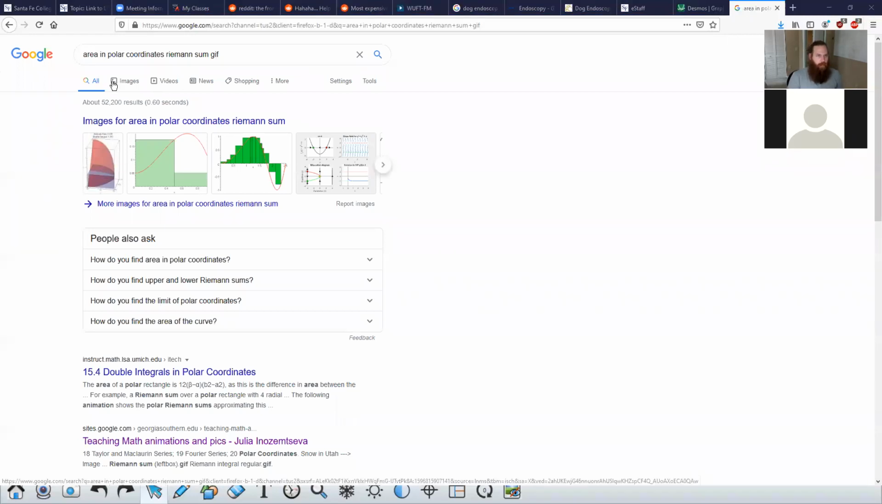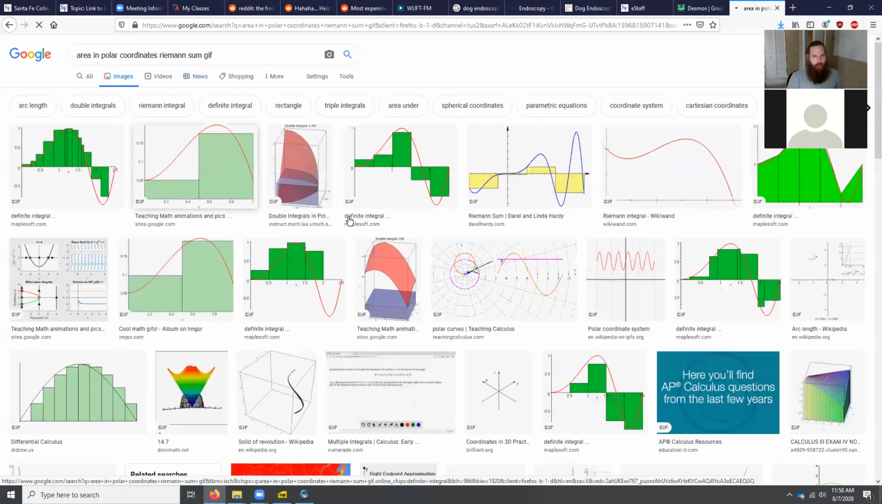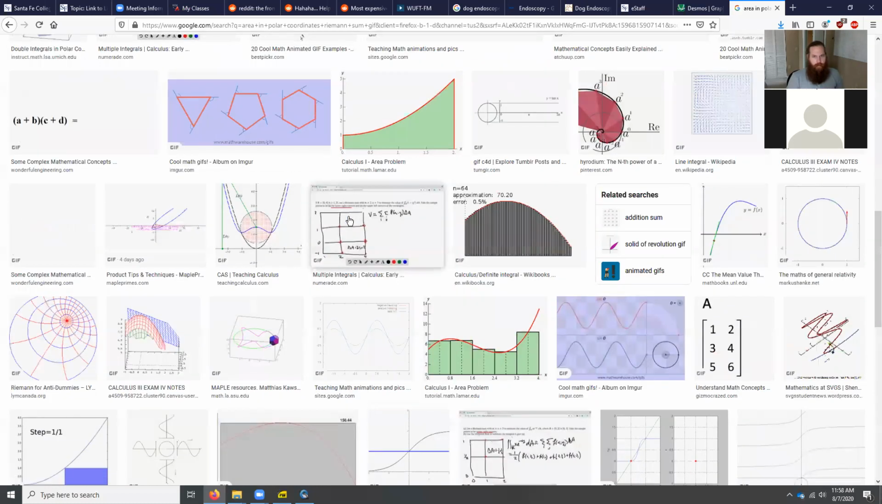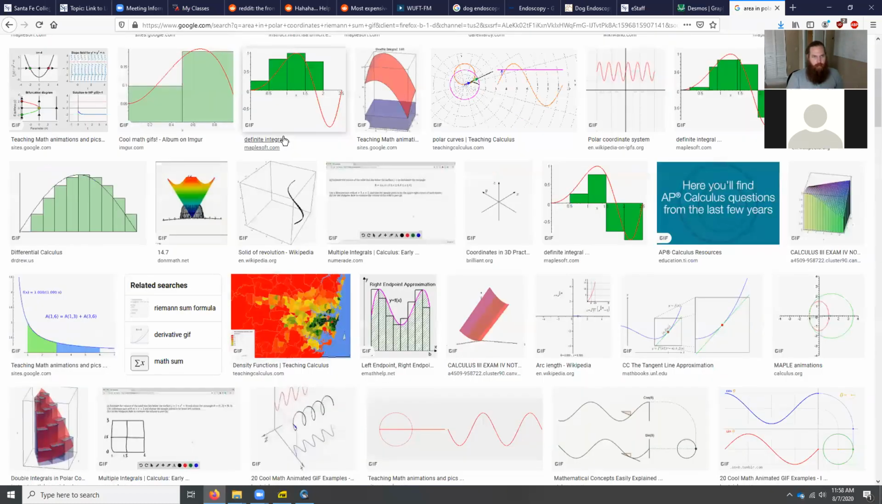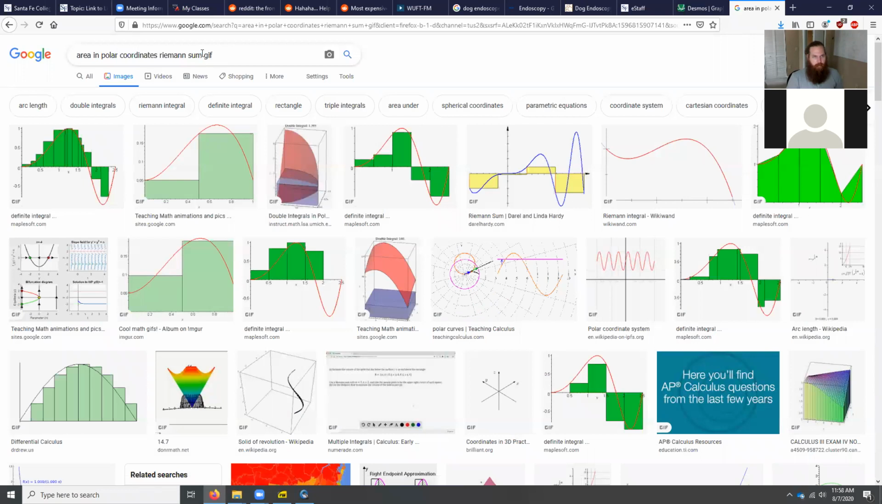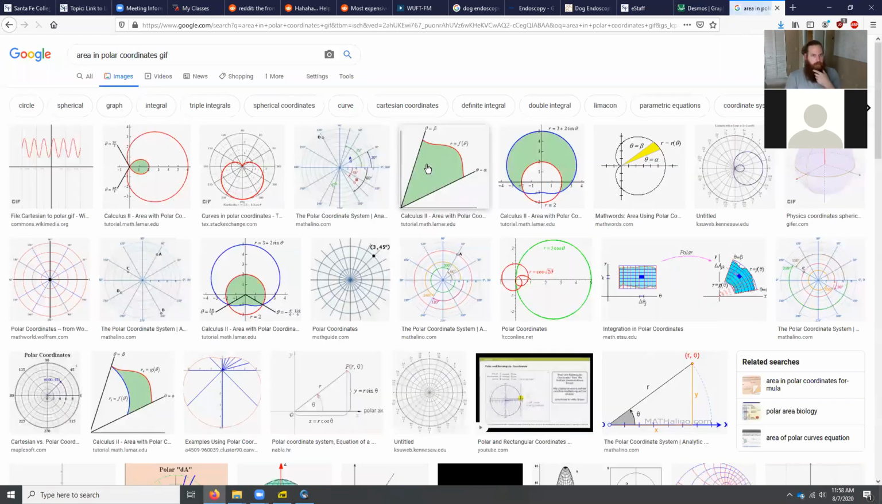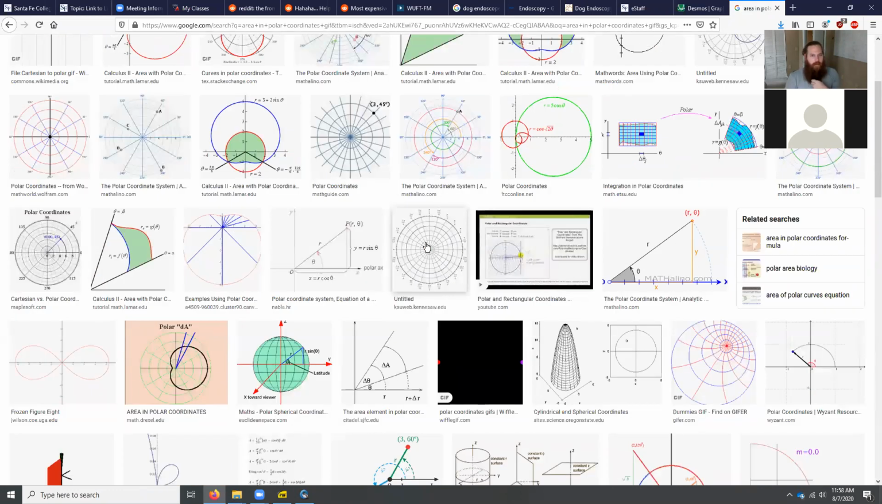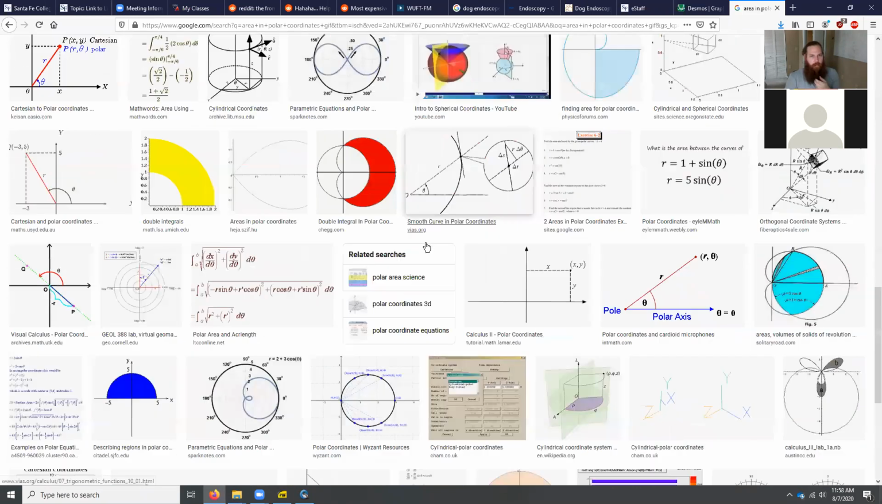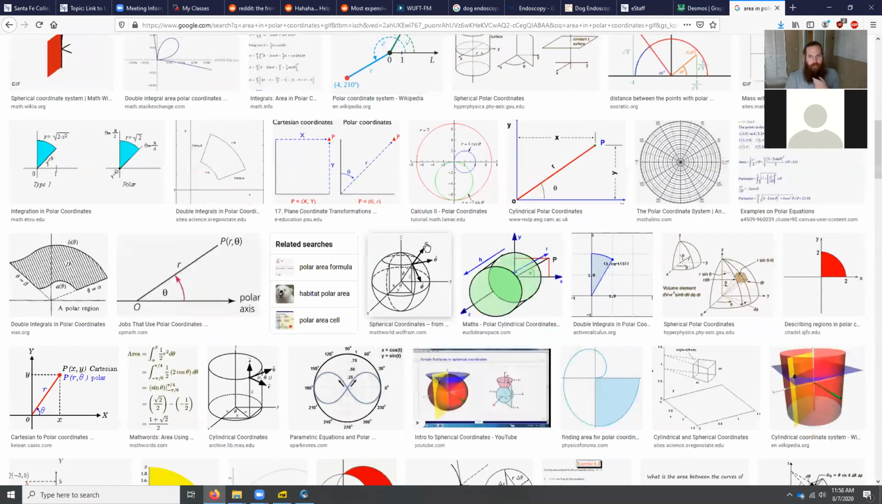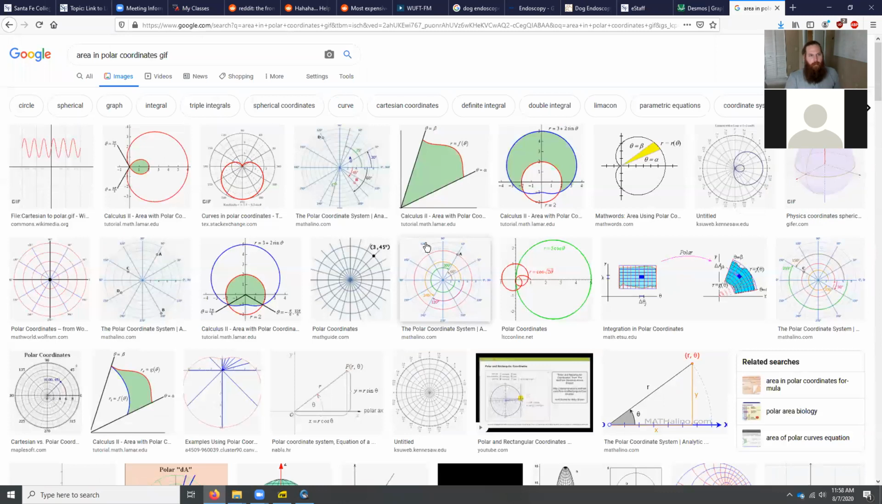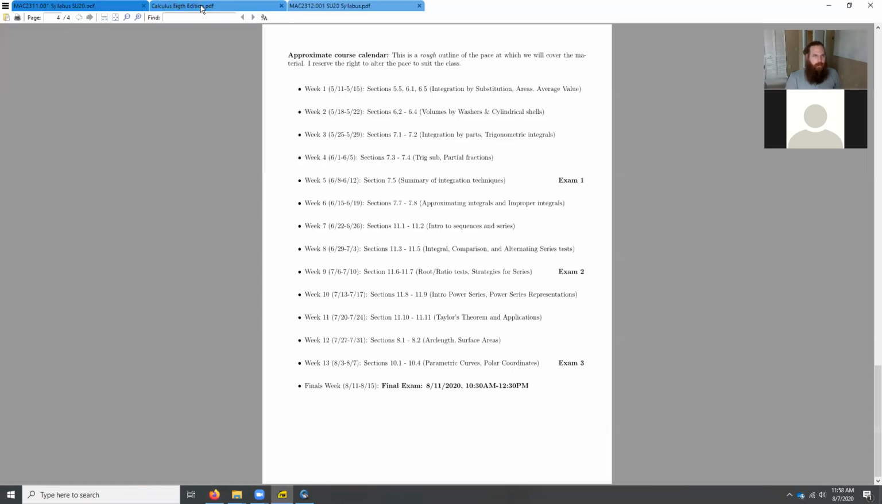You want polar coordinates. And none of this looks any good. Let me pull Riemann sum off there. Let's see. Yeah, we're kind of getting there, but none of these have the picture with the wedges. Well, your textbook probably has an okay one. Let's take a look at that.